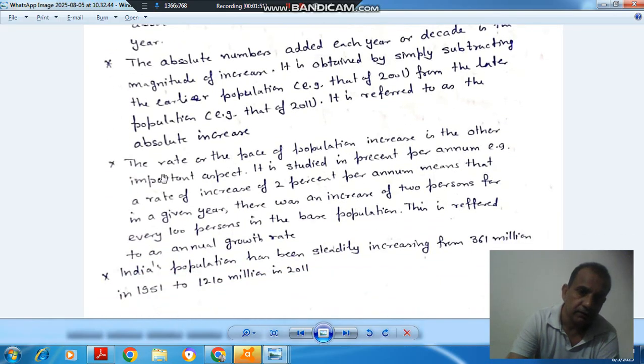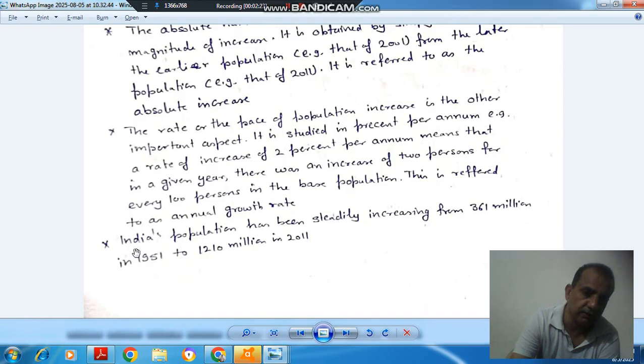Next point, the rate or the pace of population increase is the other important aspect. It is studied in percent per annum. For example, a rate of increase of 2% per annum means that in a given year there was an increase of 2 for every 100 in the base population. This is referred to as annual growth rate.